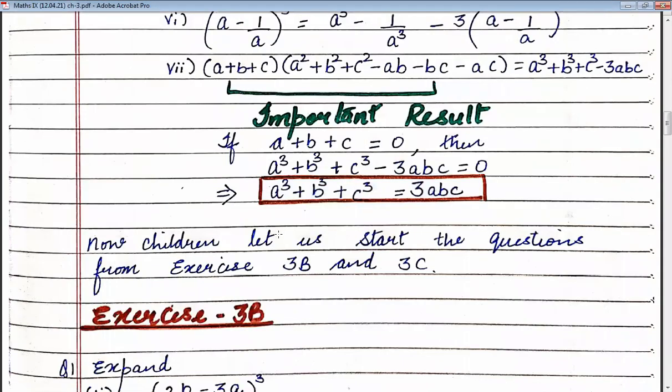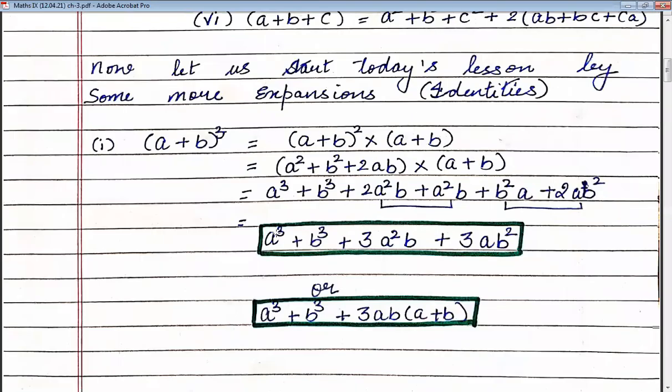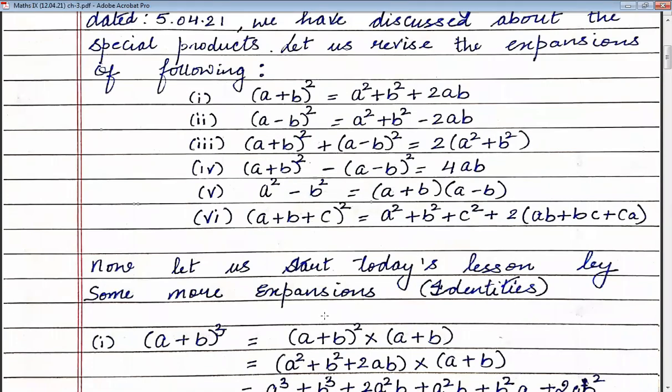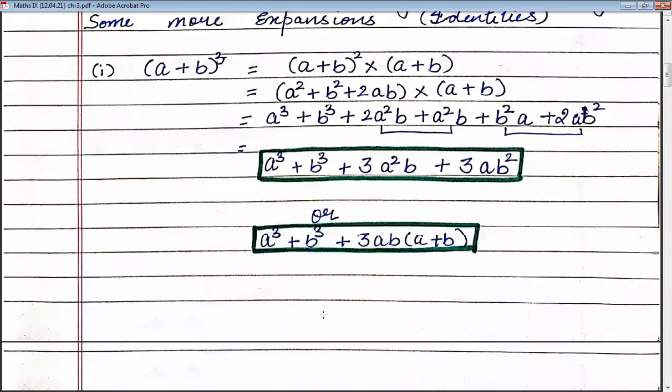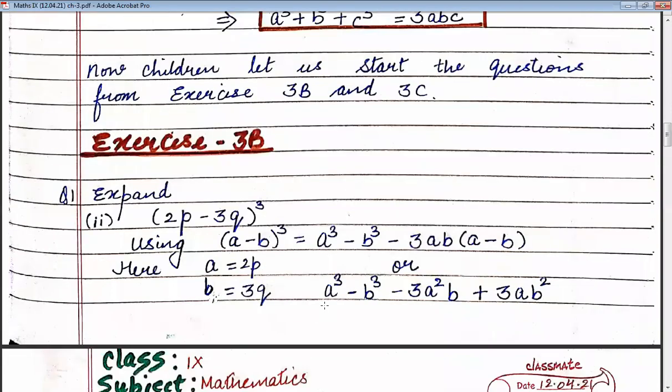But before trying these questions, please learn all these formulas or identities discussed in today's lesson as well as in the previous lesson. Okay, children? So now let us move on to our exercise 3b, and let's use these identities in our questions. The first one is: expand (2p minus 3q) whole cube.